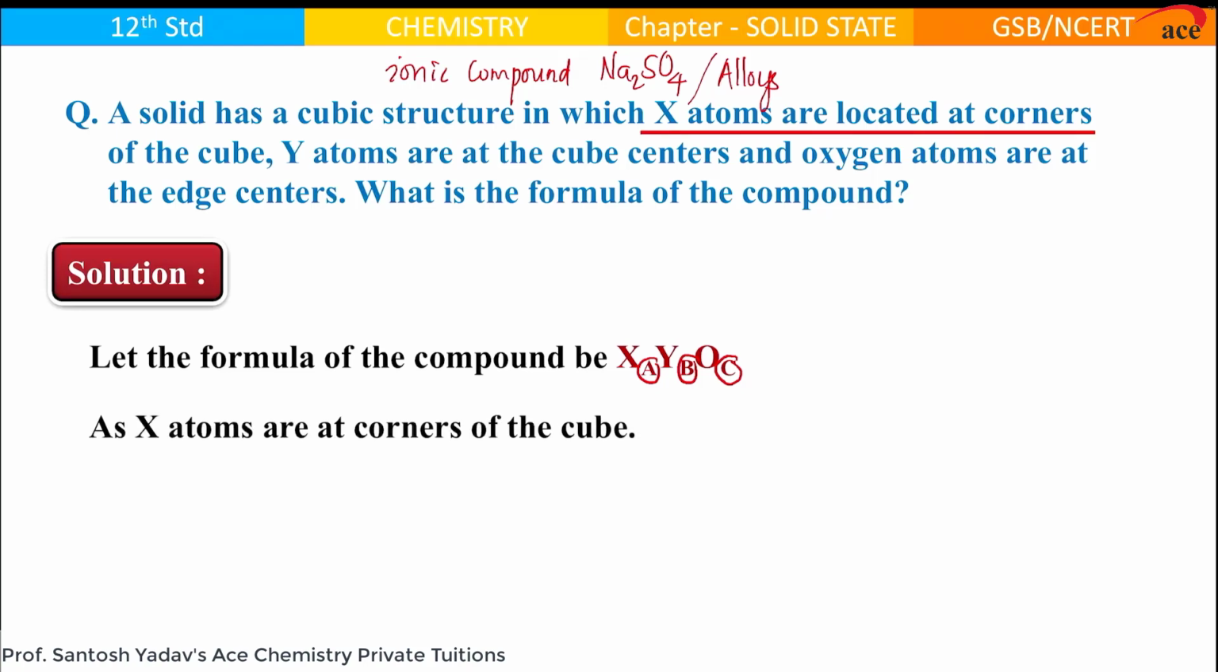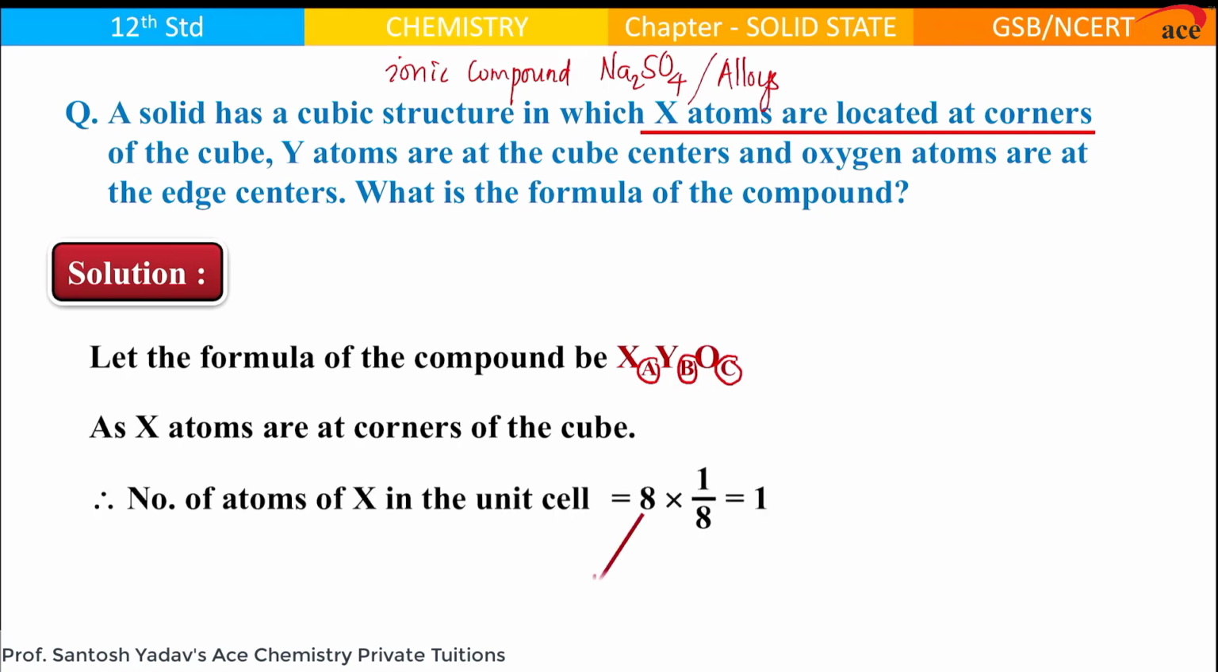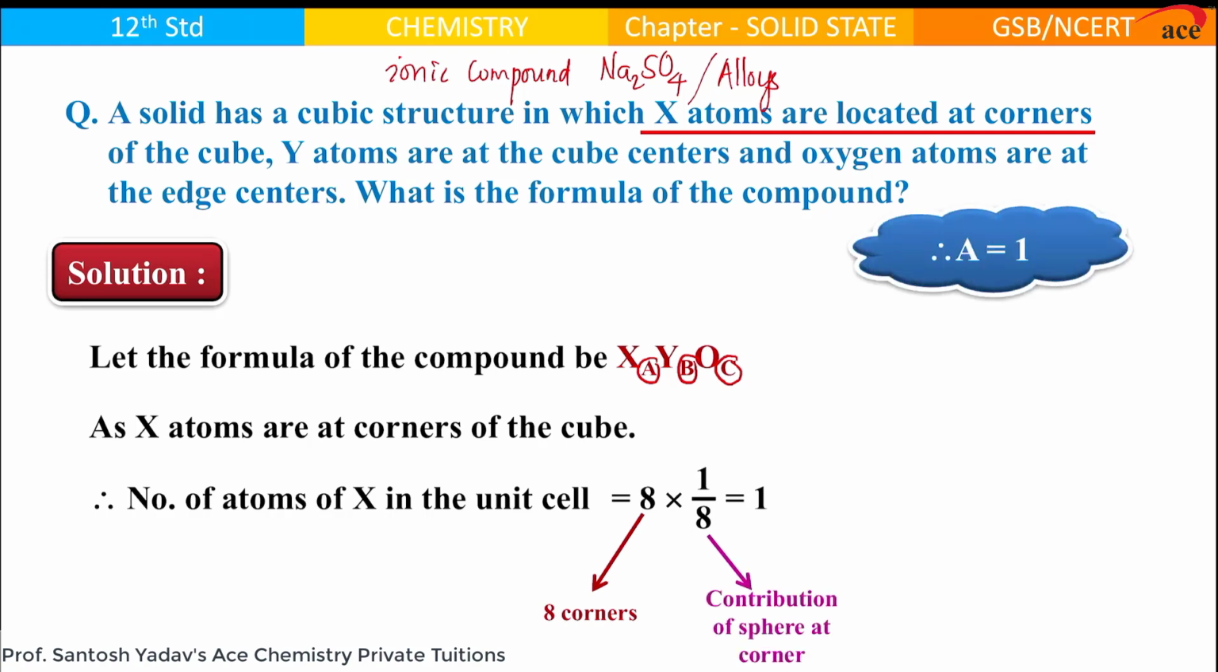If you say it makes up the corners, each corner contributes 1/8. So 8 multiplied by 1/8 is 1. From this, we came to know the value of A is 1. So we got the value of A. Now we are left with only the values of B and C. We go to the next part.